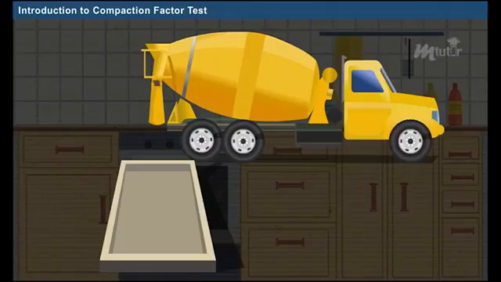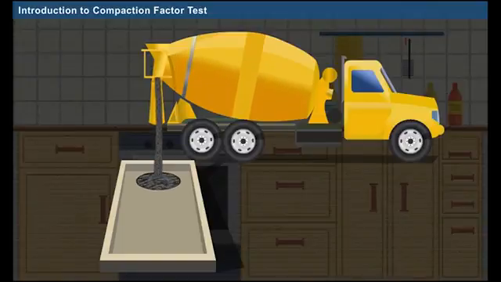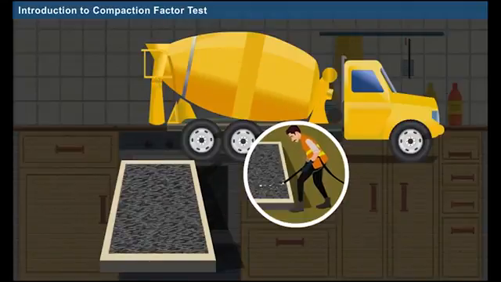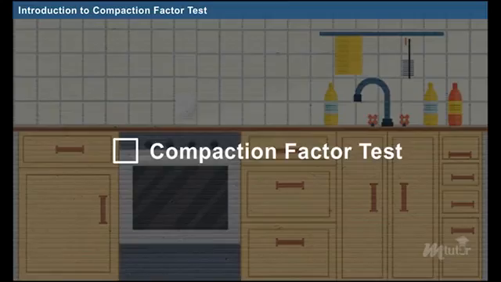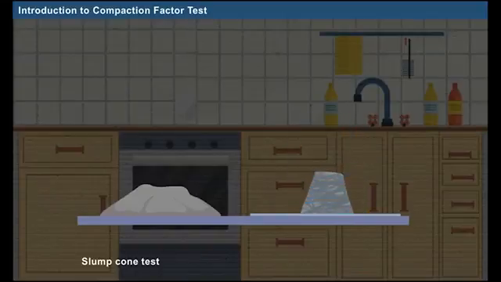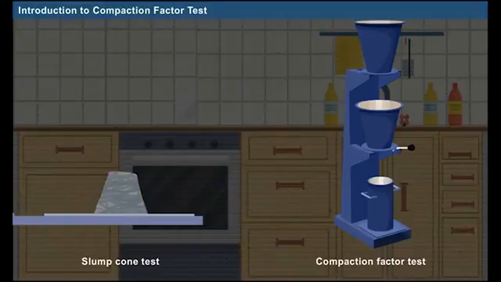externally. Likewise, when the concrete is made to fall from a certain height, concrete gets compacted internally and then a lesser amount of external force is applied to compact the remaining concrete. Thus, its compaction efficiency will be more. The test which considers this factor is called as compaction factor test. Slump cone test is generally used for determining the workability of highly workable concrete, whereas compaction factor test is used for determining the workability of less workable concrete.